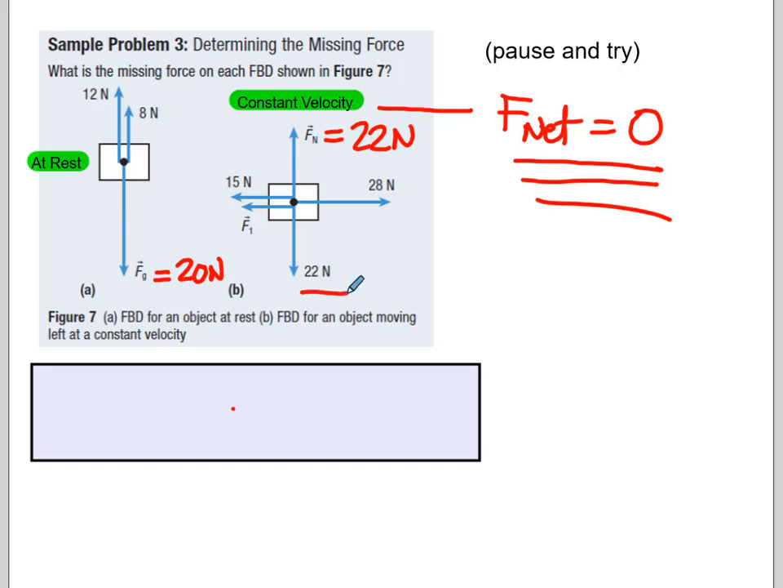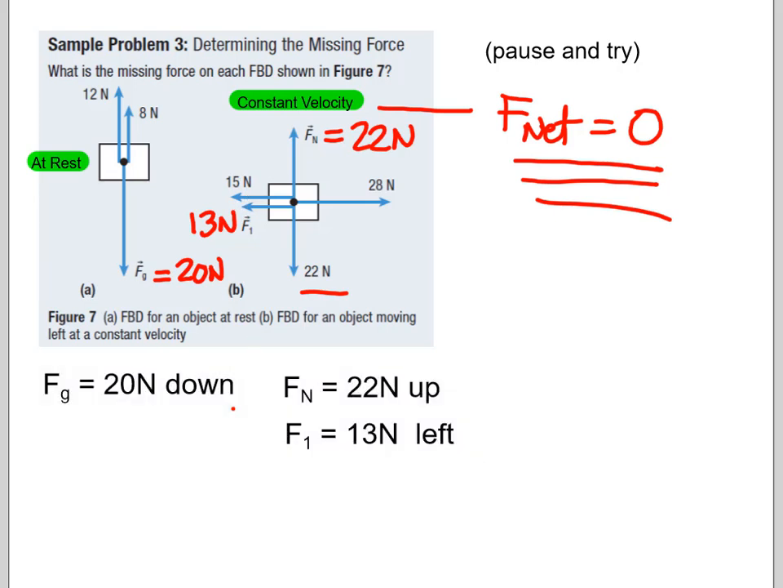I have 28 newtons going to the right, 15 going to the left, and this mysterious F1 going to the left. But if I have an F net of 0, I'm moving at a constant velocity. The only way for this to be balanced or true is if that F1 is 13 newtons. Let's see what we have hidden under here, and there are your answers.